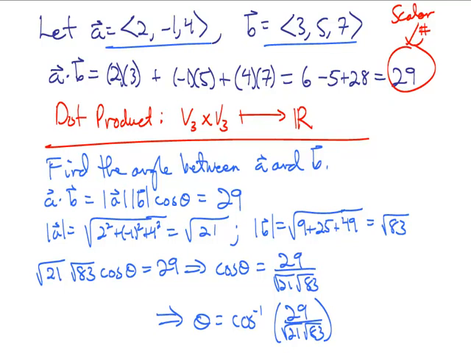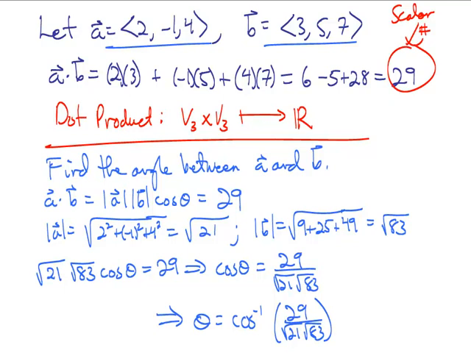Of course, we can tell it's going to be acute because we know the cosine of the angle is positive here, so it's going to be an acute angle. I'll let you go ahead and put that into your calculator if you like. Just make sure you're giving the answer in either radians or degrees, whatever is being asked for. All right, and so there you have it: inverse cosine of 29 over the square root of 21 times the square root of 83.